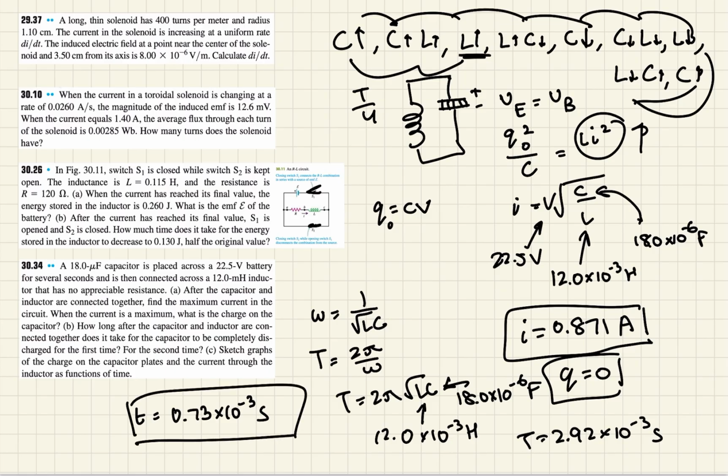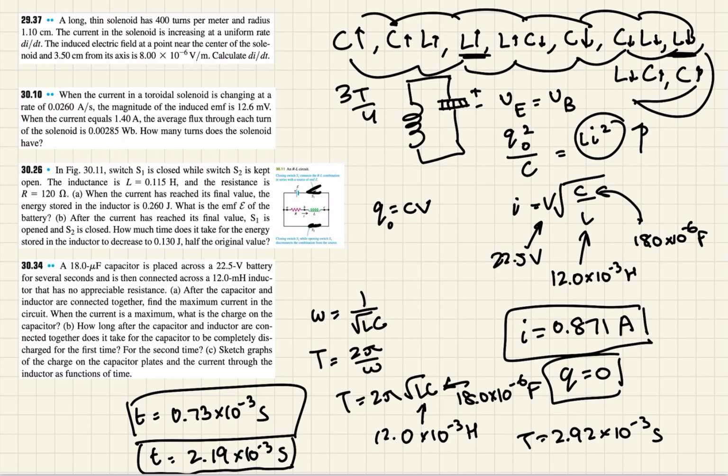And then for the second time, well, that's going to be this step right here, because capacitor becomes fully charged in the middle and then back to fully discharged. So it's 1, 2, 3, 4, another 4 steps. So 6 steps. 6/8 is 3T over 4. So you just multiply this by 3, you're going to get 2.19 times 10 to the power of negative 3 seconds. So that's for the second time.